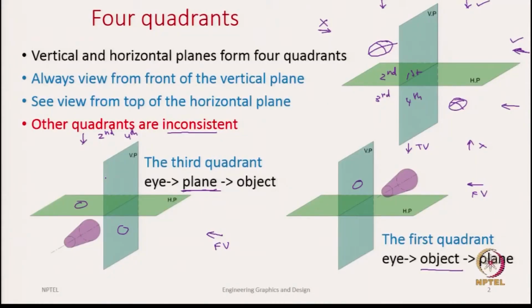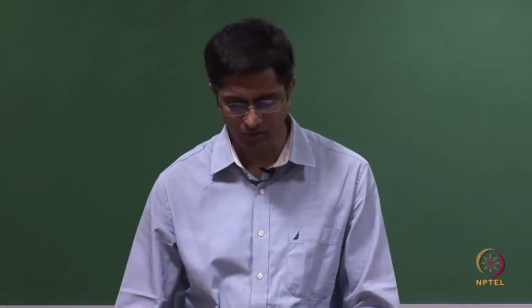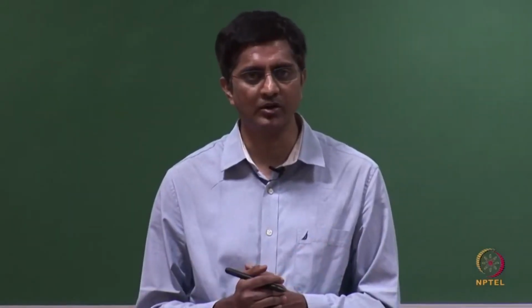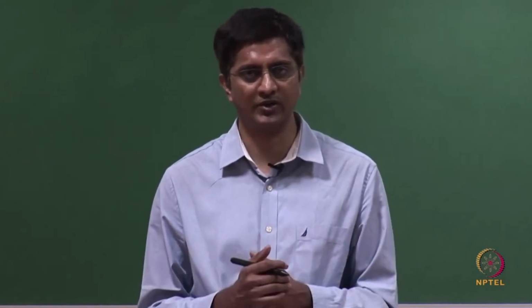So, in practice people follow both depending on the location they are working with. Most European countries follow the first angle projection, where they place the object in the first quadrant, but mostly in North America, the US and Canada, they follow the third angle projection, where they place the object in the third quadrant. And nowadays design is global, so many countries follow both the conventions.